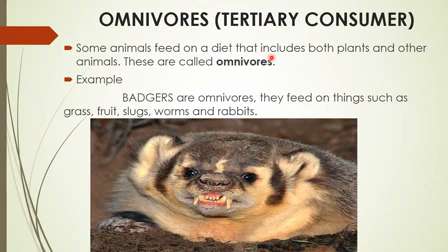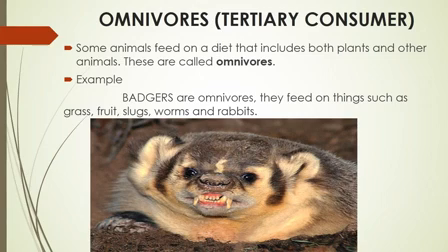The next is the omnivores. Some animals feed on a diet that includes both plants and other animals. These are called the omnivores. For example, badgers are omnivores. They feed on things such as grass, fruits, slugs, worms, and rabbits, etc. So this is an example of omnivores.